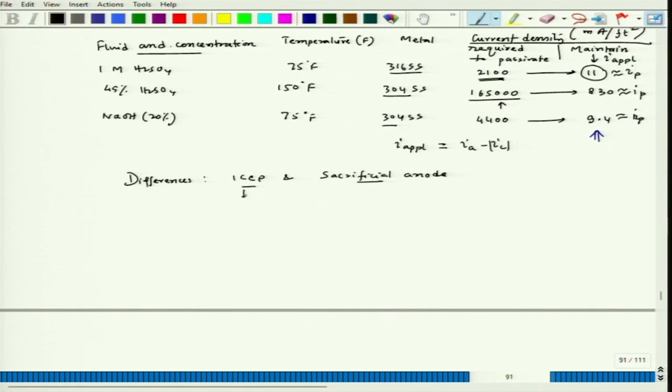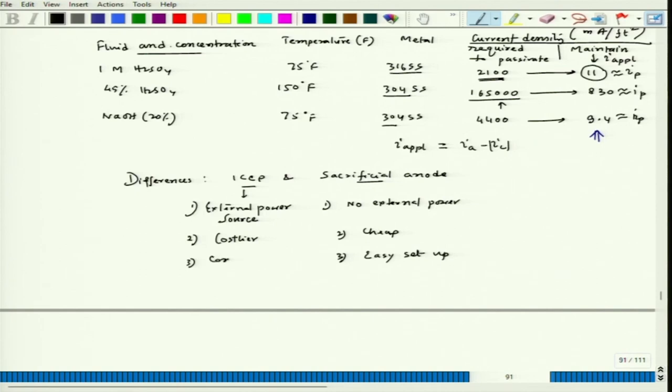Now, in this case, external power source. But here we don't need an external power source. Of course, in this case, it has to be DC. This will be costlier than the sacrificial anode mechanism, or we can simply say costlier. And this is cheap. Third, here it is very easy to install, easy installation or easy setup. This is complicated compared to sacrificial anode.